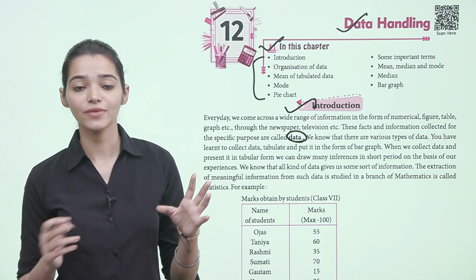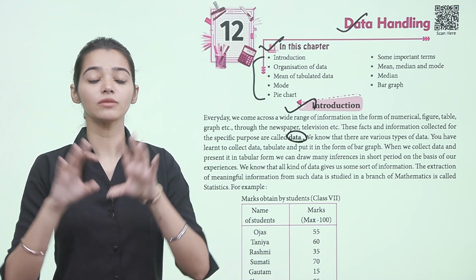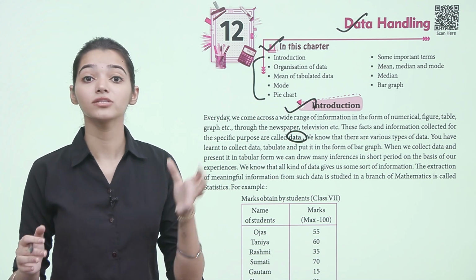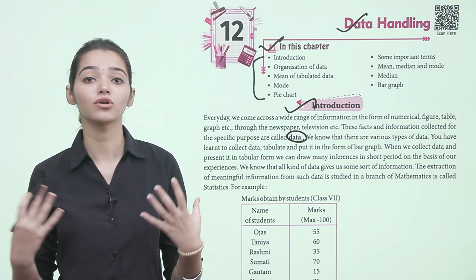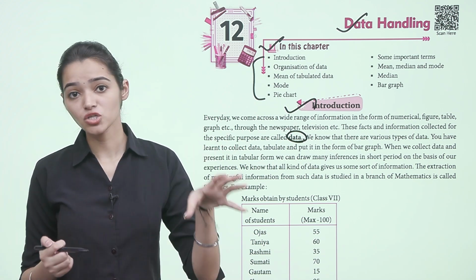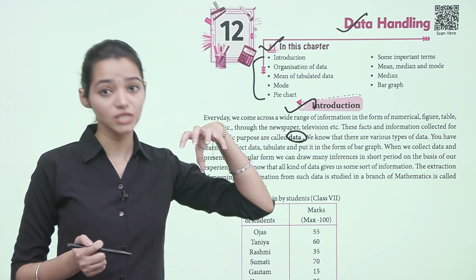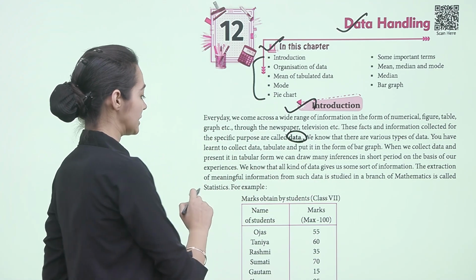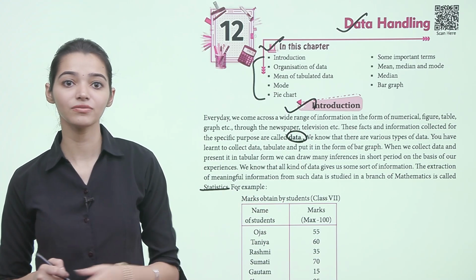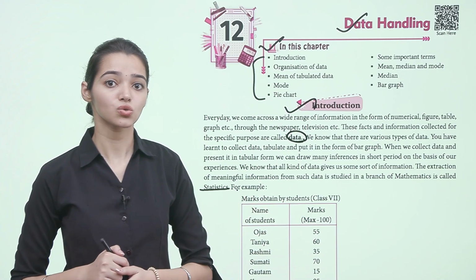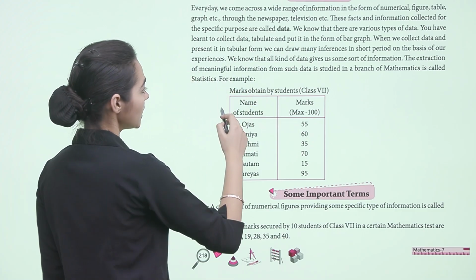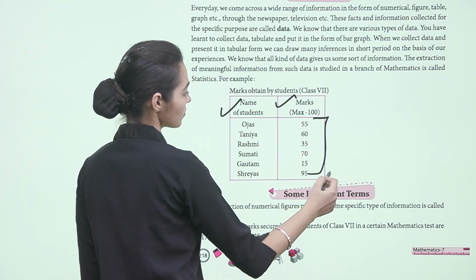So when we collect data and present it in tabular form, many inferences can be drawn on the basis of experiences. Now all kinds of data give us some sort of information. Now the extraction of meaningful information from such data is studied in our what? Branch of mathematics, that is called statistics. Now for example, here we have given marks obtained by students in class 7th. So here are the names of students, here are the maximum marks out of 100.